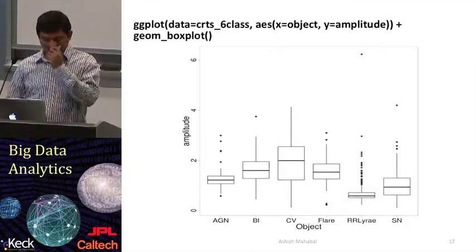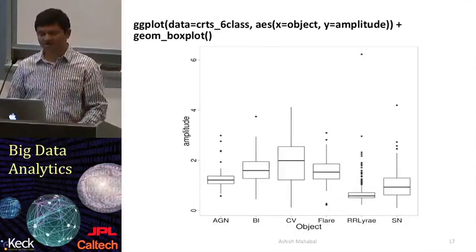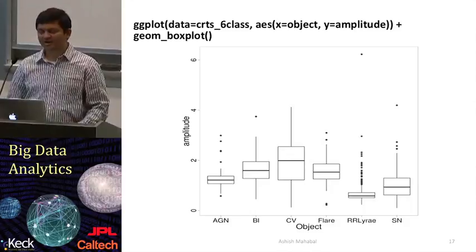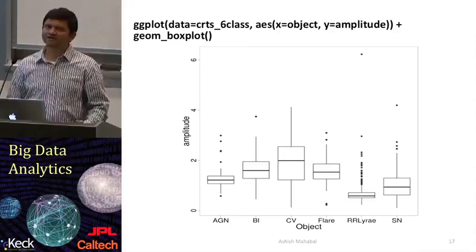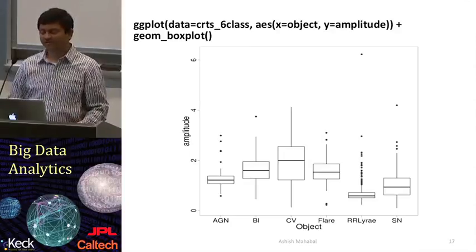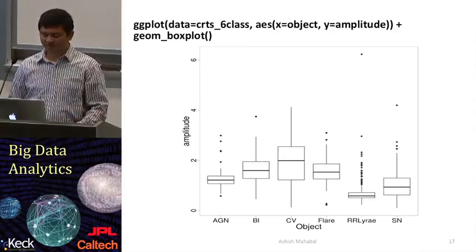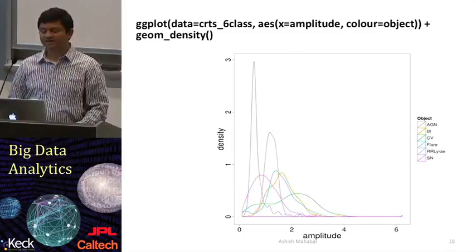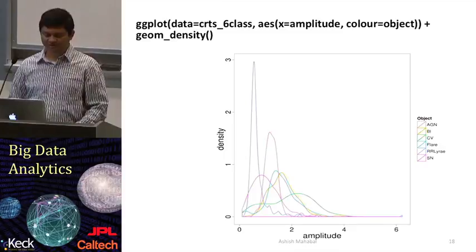Or then there can be other geoms like the box plot in this case. So you see how box plots for each of the objects look. And again, you can see that original command is being only slightly modified with some different geom, and you get quite interesting and straightforward plots. Or you could look at the geom density, and you can see how the density is as a function of amplitude. So different classes, you can immediately see how they occupy different parts of the space.